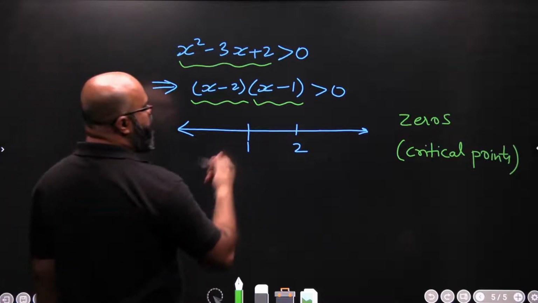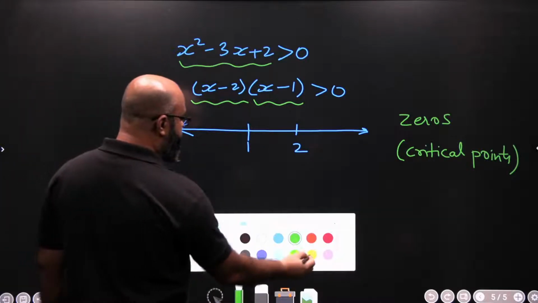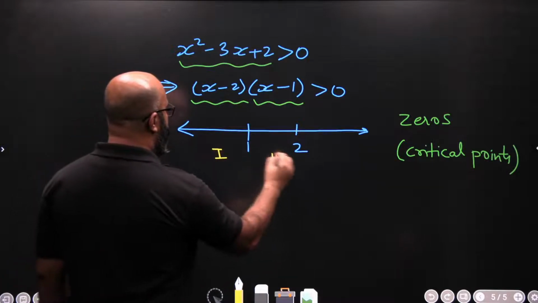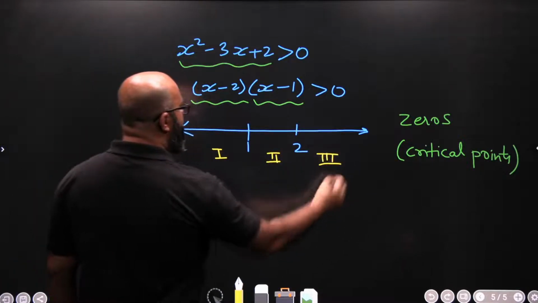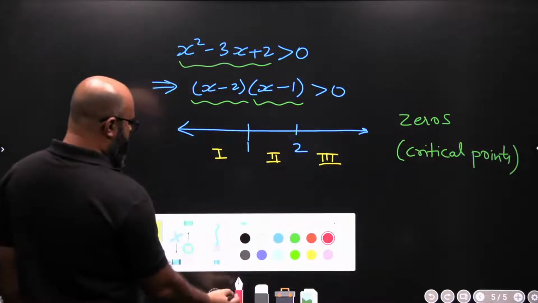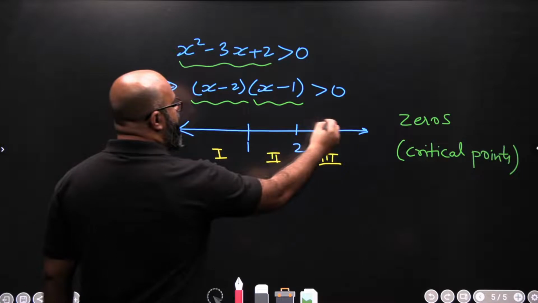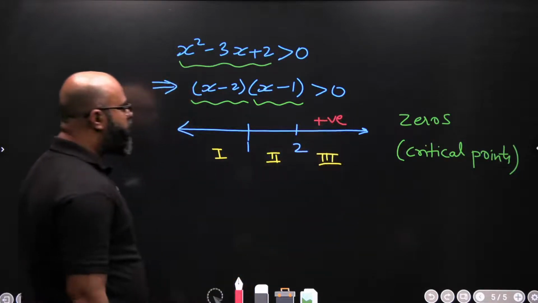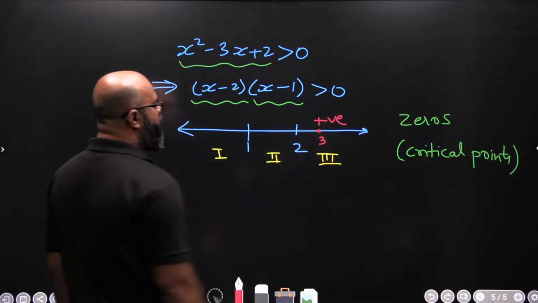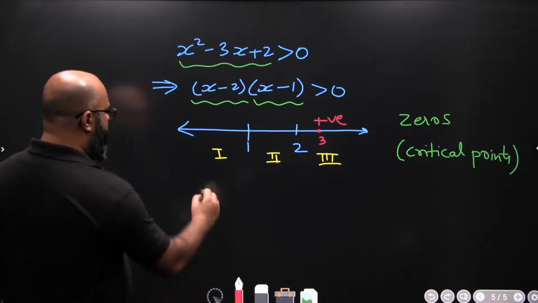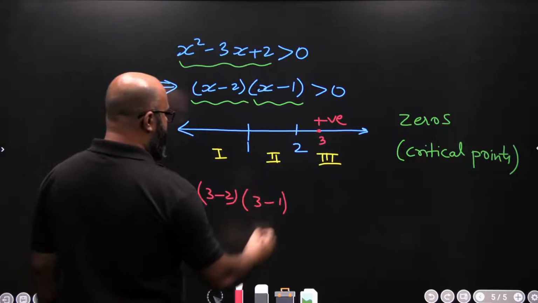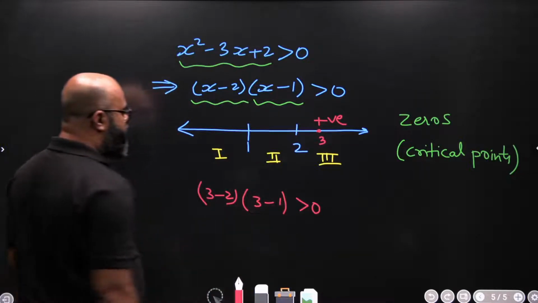Now, if you see over here, what are the regions? There are 3 regions, region number 1, region number 2 and region number 3. If you talk about these 3 regions, the rightmost region we take positive here. Why do we take positive? Just verify. Let us take a point 3 from here, for example, and put it here. So, 3 minus 2 is a positive value 1, and 3 minus 1 is a positive value 2. So, overall it is positive.